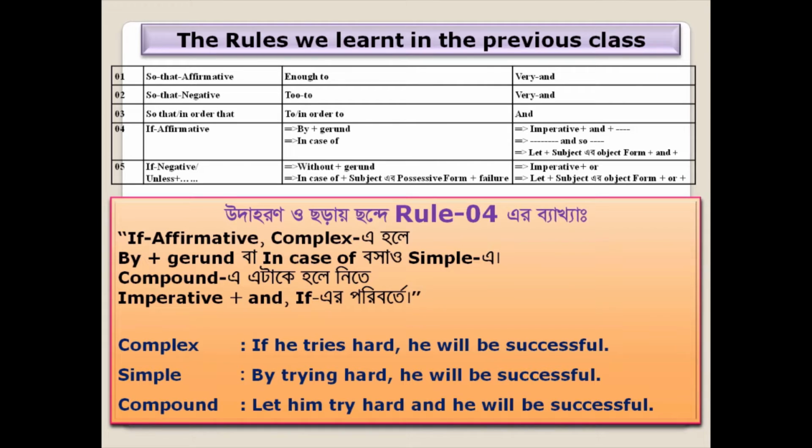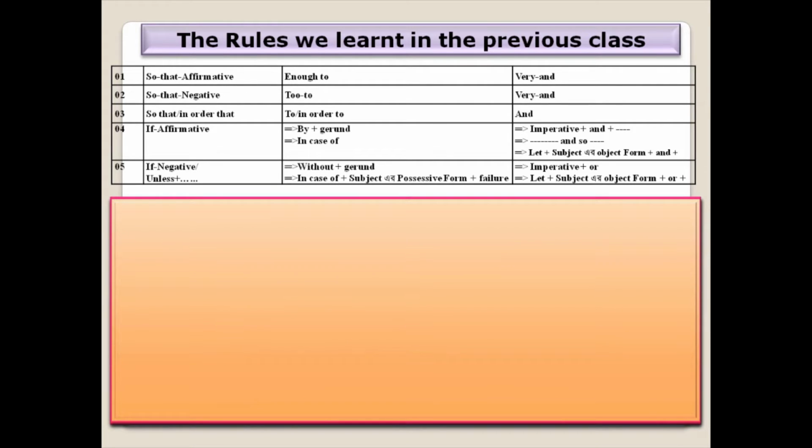Rules number 5. If there is if plus negative or unless in complex, you will have to use without plus iran or in case of plus possessive form of the subject and failure. In simple, you will have to use imperative plus or in compound.